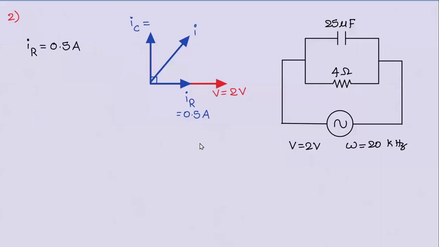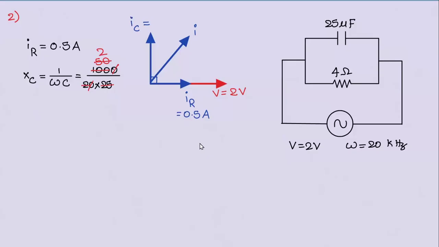Next, IC. How to calculate IC? For IC, I need XC. XC is equal to 1 by omega C, right? So what is omega? 20 kilohertz. What is C? 25 microfarad. Remember, micro is 10 power minus 6, kilo is 10 power 3. So you will end up at 10 power minus 3, which goes to the numerator and becomes 1000, right? This is 50. 2 how many times? 50 times. Wait. I'm getting 2 amperes.